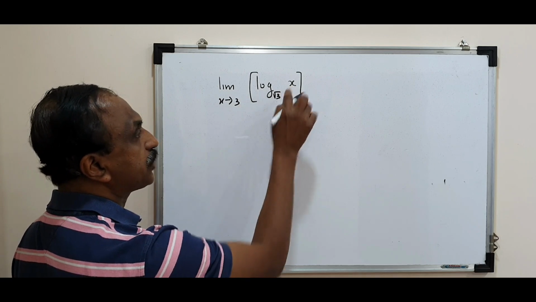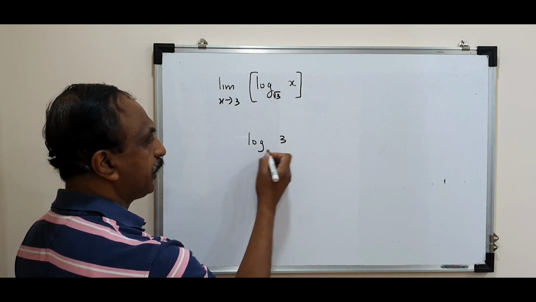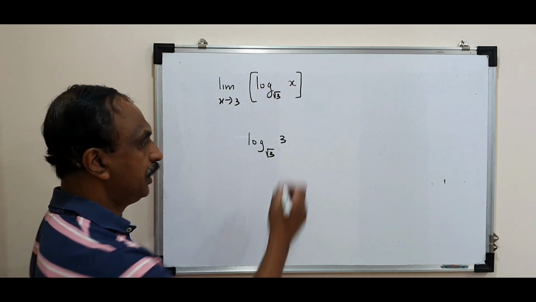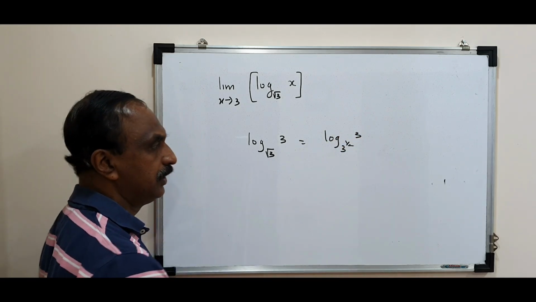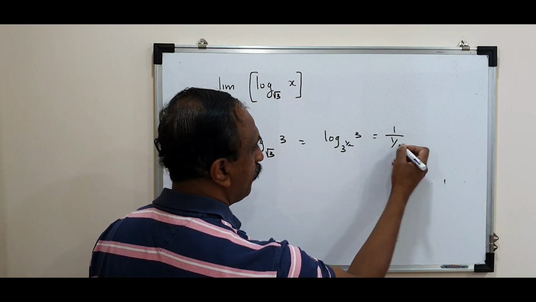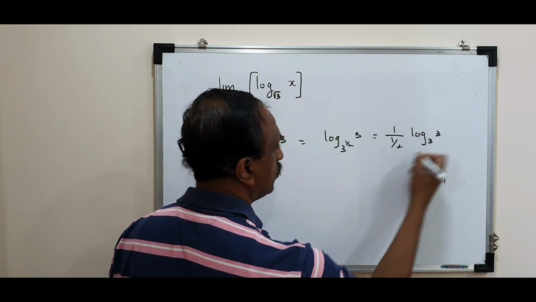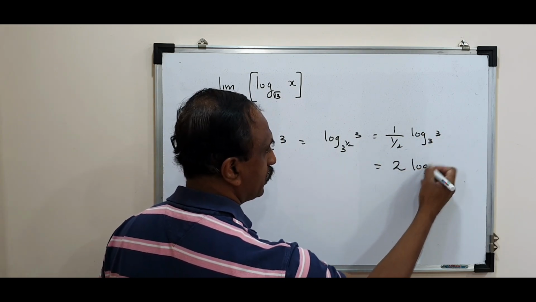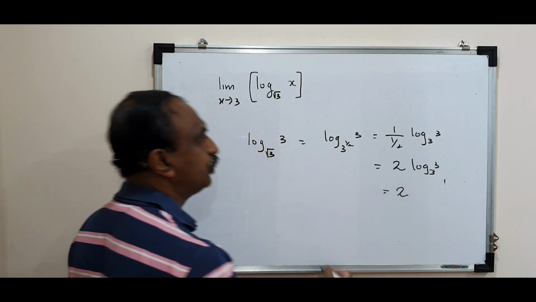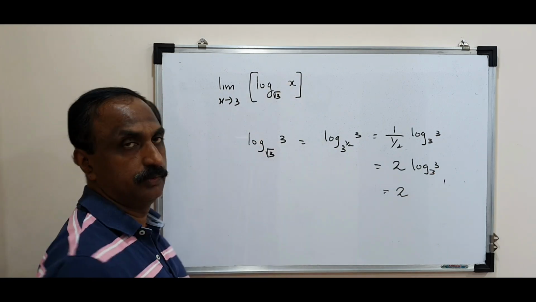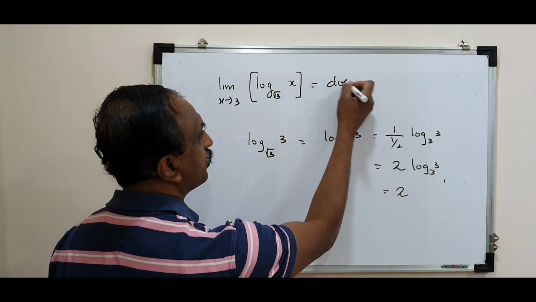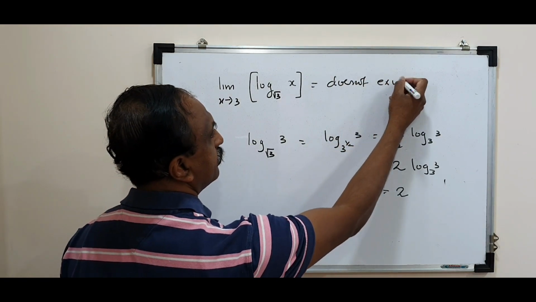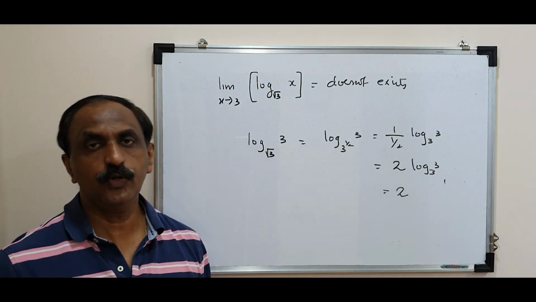So I will replace x by 3. So log 3 to the base root 3. That is log 3 raised to half, which will become 1 upon half log 3 to the base 3, which will become 2 log 3 to the base 3, which becomes 2. So the value of this will be 2. 2 is an integer. Because 2 is an integer, does not exist. This is how we can calculate the limit.